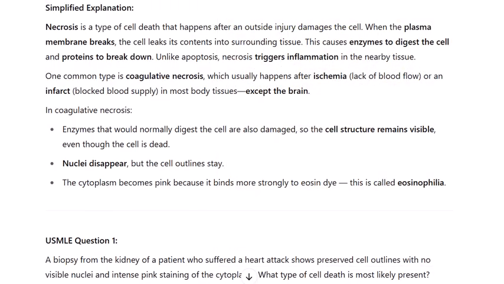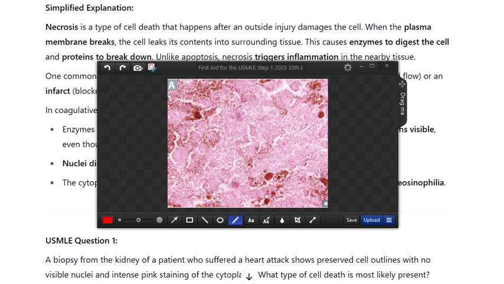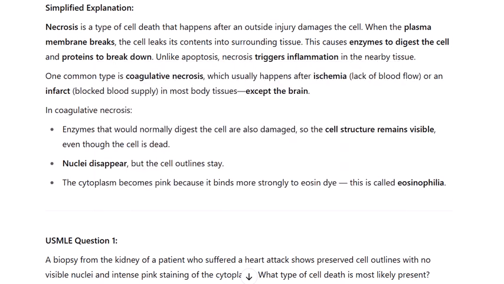Simplified explanation. Necrosis is a type of cell death that happens after an outside injury damages the cell. When the plasma membrane breaks, the cell leaks its contents into surrounding tissue. This causes enzymes to digest the cell and proteins to break down. Unlike apoptosis, necrosis triggers inflammation in the nearby tissue.